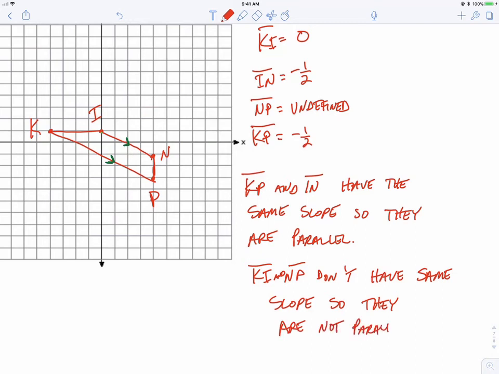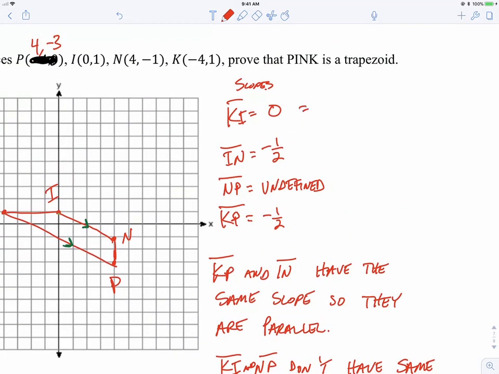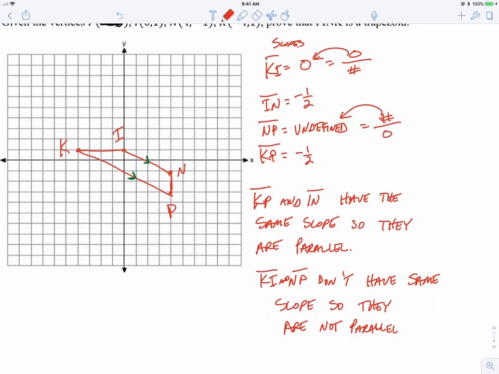A word about the slopes of those guys. You're going to get 0 because in this one you end up with 0 over some number, and that equals 0. On this one, you're going to end up with some number over 0, and you cannot divide by 0 in math. When a number is divided by 0, we call that undefined.